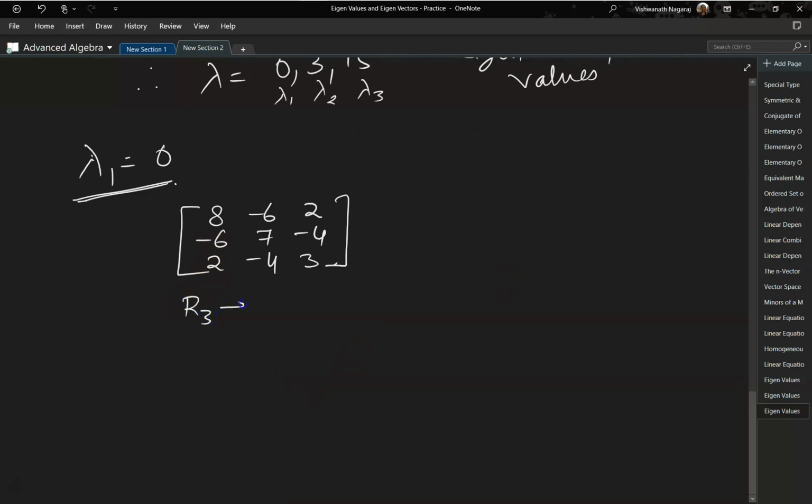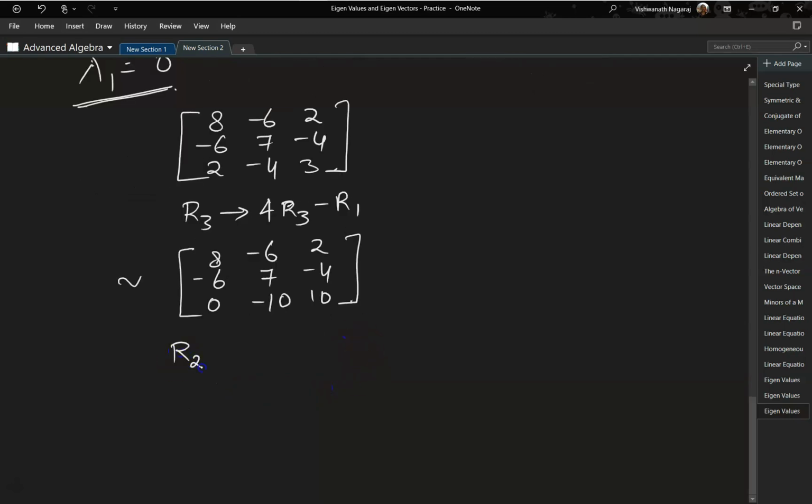Now let's reduce it. R3 goes to R3 minus R1. We get 8, -6, 2; -6, 7, -4; and the third row becomes 0, -10, 10. Next, R2 goes to R2 plus 6R1, so the matrix becomes 8, -6, 2; 0, 20, -20; 0, -10, 10.